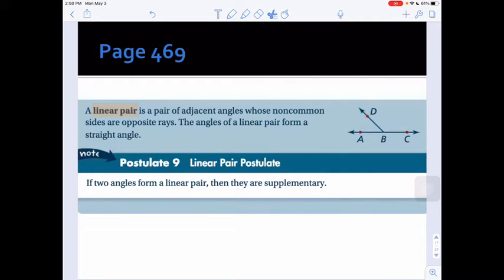Section 7.5, Example 3 on page 469. A linear pair is a pair of adjacent angles whose non-common sides are opposite rays. The angles of a linear pair form a straight angle. Postulate 9 is the linear pair postulate: if two angles form a linear pair, then they are supplementary. So here we have angles ABD and DBC. They form a straight angle, and therefore they are supplementary.